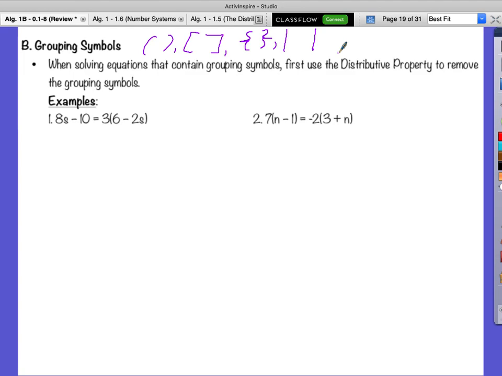So, when solving equations that contain grouping symbols, first, use the distributive property to remove the grouping symbols. Because our order of operations says what comes first? Parentheses, which really means any grouping symbol. We just call it parentheses, but any of these grouping symbols we treat like parentheses. That's what comes first.